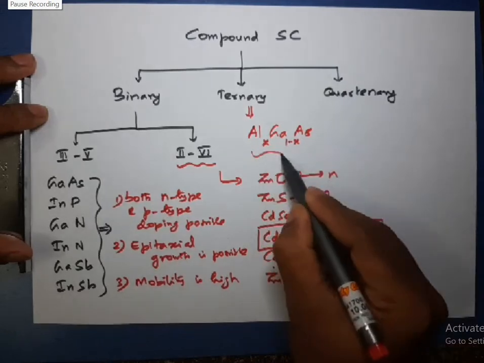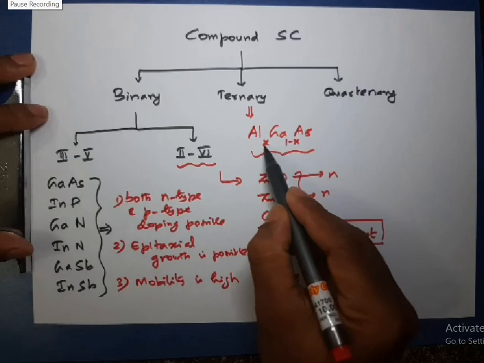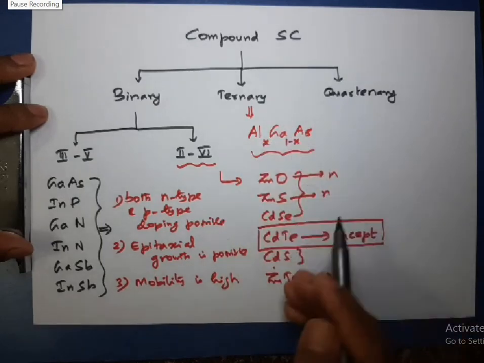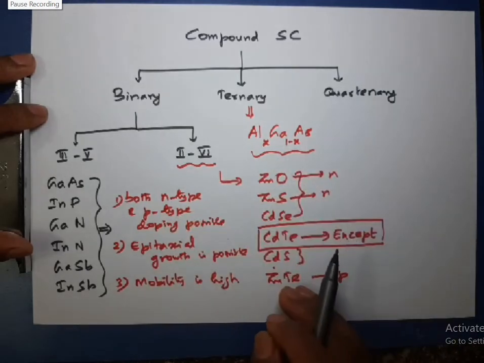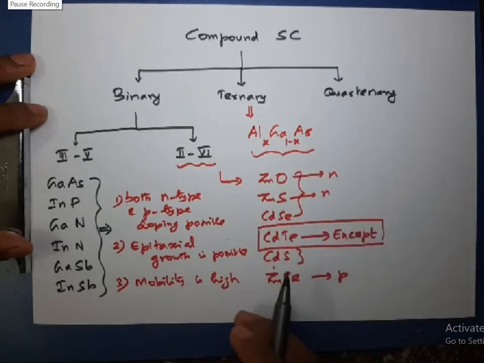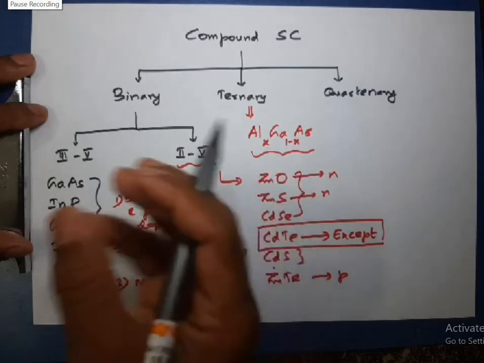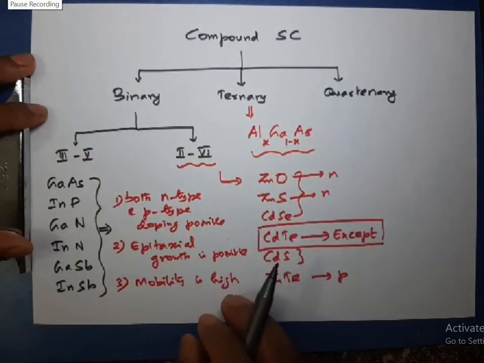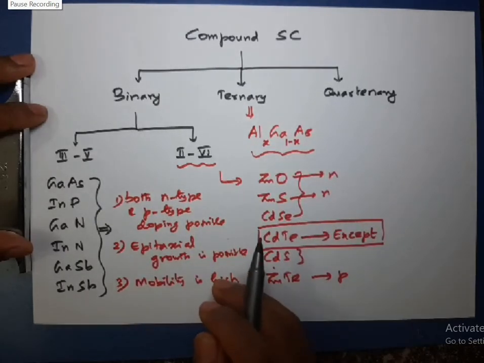AlGaAs is a ternary compound. In AlGaAs, as we change the composition, that is, the value of x, if we change the composition of aluminium, what will happen? The band gap of the material changes. So you can alter the band gap according to our need. This is a very important feature in the case of ternary compound semiconductors.